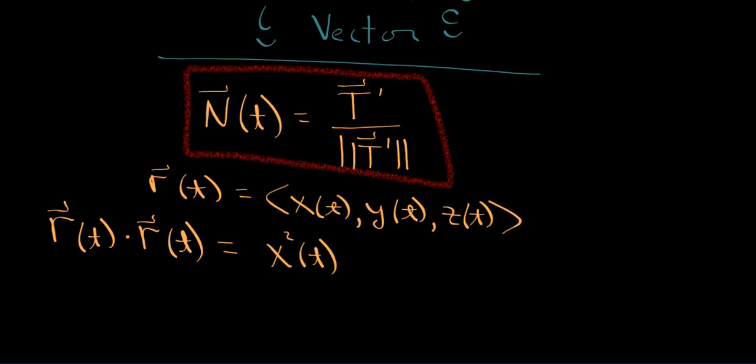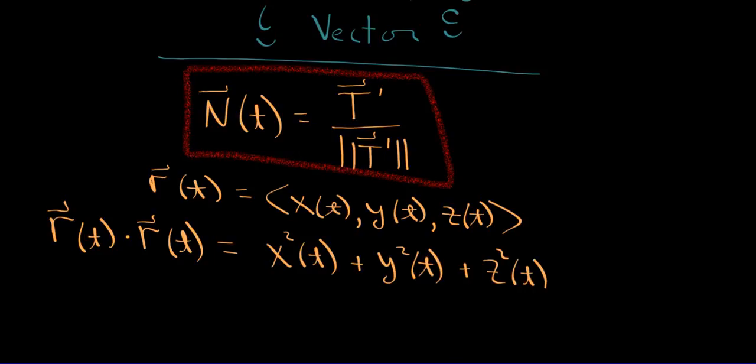In other words, we get x of t times x of t plus y of t times y of t plus z of t times z of t, right? Definitely, that's the dot product.